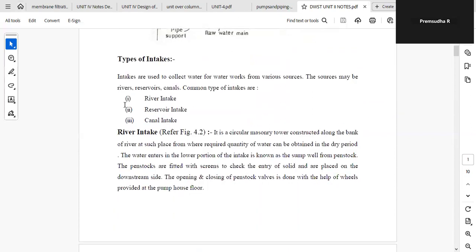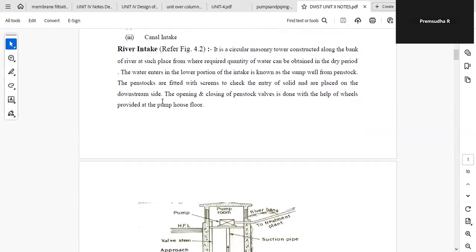Types of intakes you can see here: river intake, reservoir intake, canal intake. Intakes are used to collect the water for water works from various sources. The sources may be river, reservoir, canals, and this is the common type. Based on where we collect the water, it is named as the type of intake.